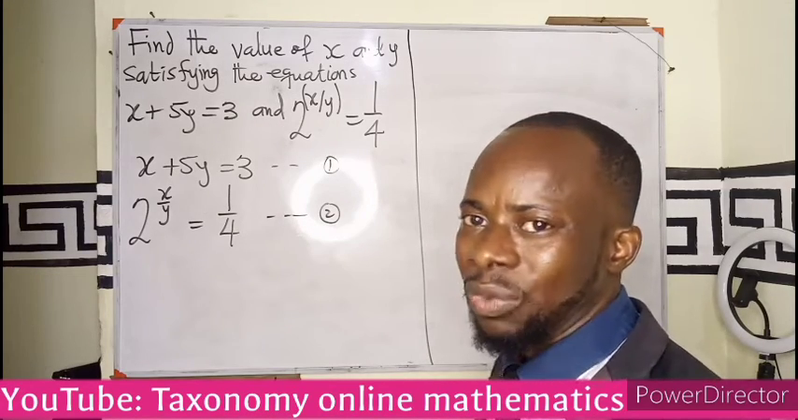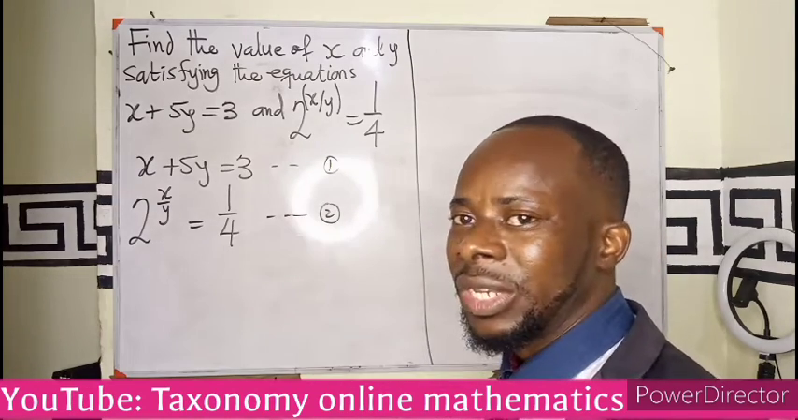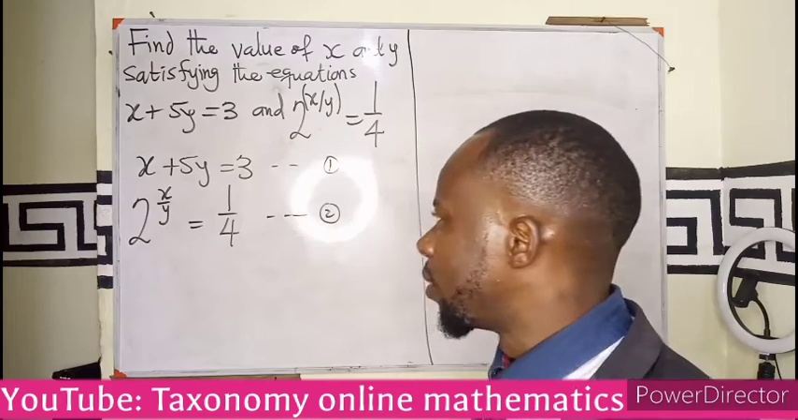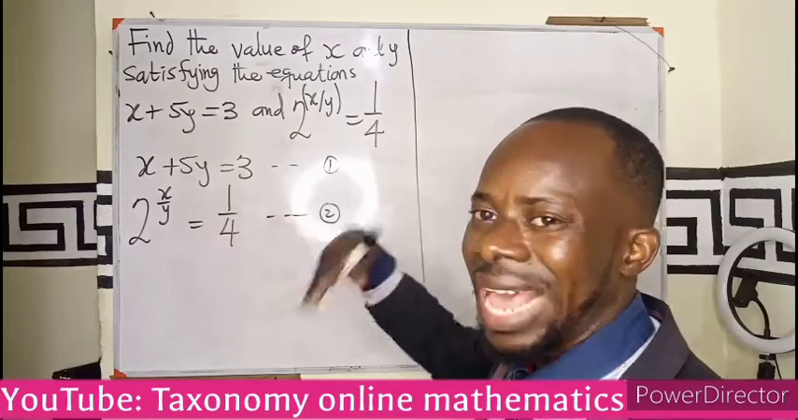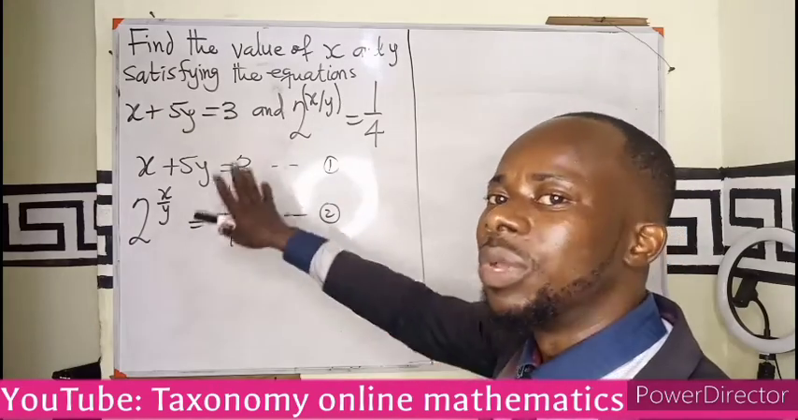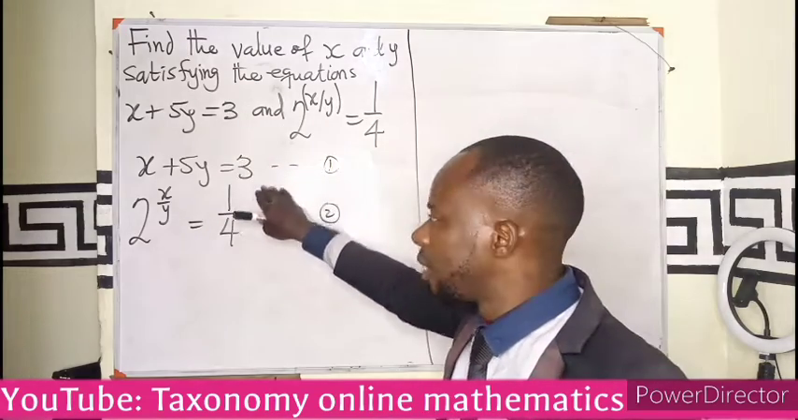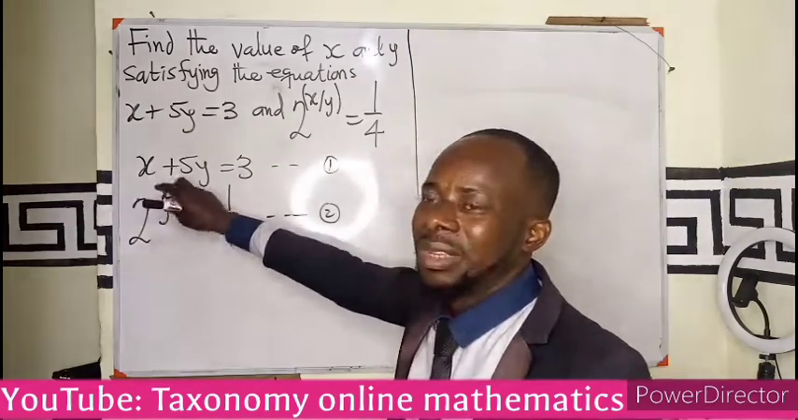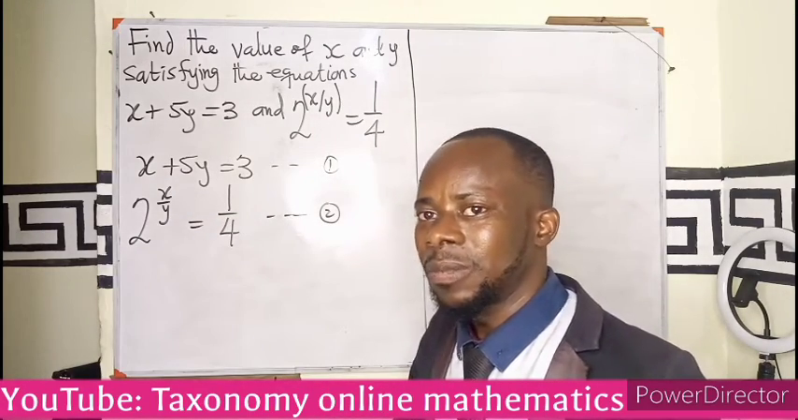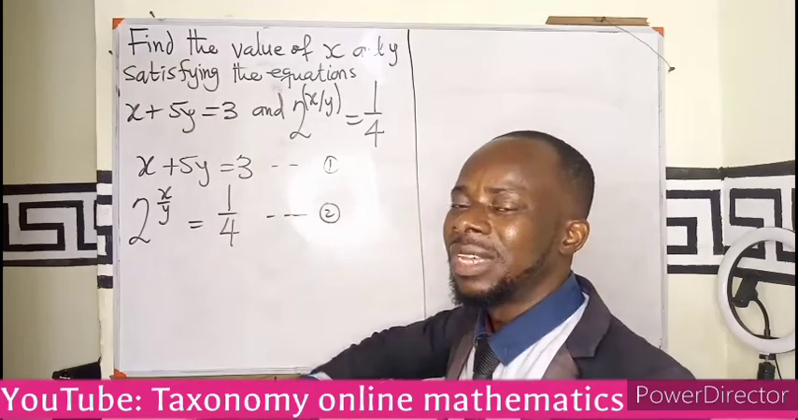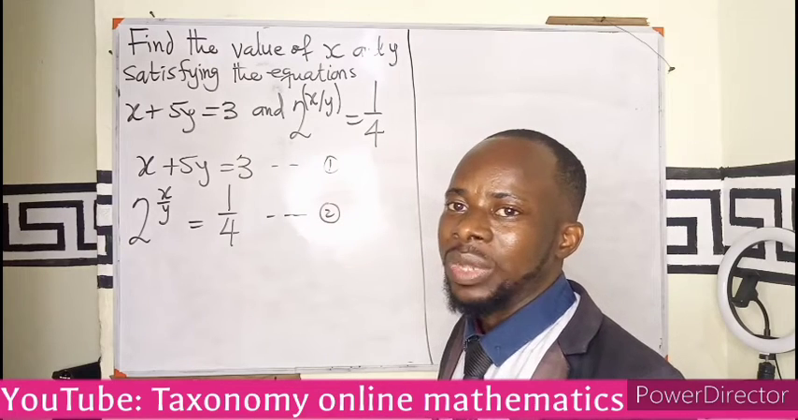The main methods we use in solving simultaneous equations, apart from the graphical method, are elimination and substitution. We have to make sure we don't have any exponent. In this case, we have an exponential simultaneous equation. This is a linear equation which we can easily deal with, but this is an exponential. So I will take equation 2, solve it as indices, bring it back as an equation, then solve it with equation 1.